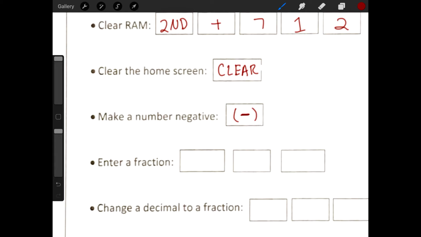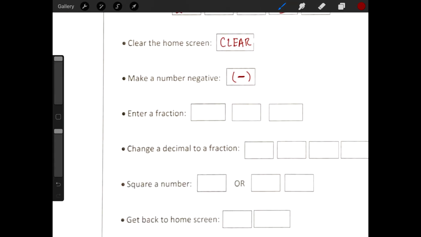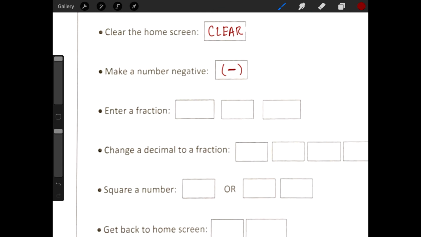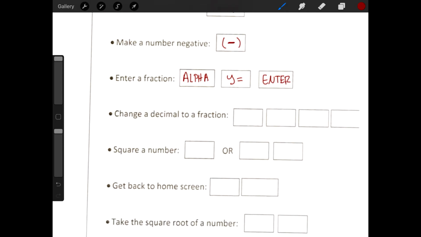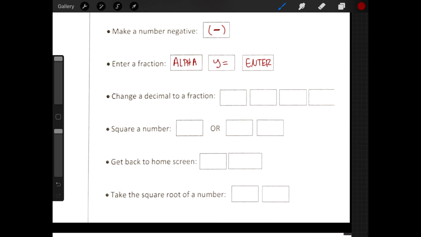Okay. To enter a fraction, you're actually going to hit a green button that says alpha. Once you hit that, you're going to hit the button that says y equals, and then a list should come up, and you should pick the first one, so you can just put enter after that. Enter.